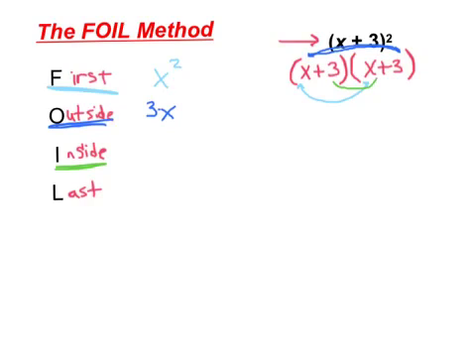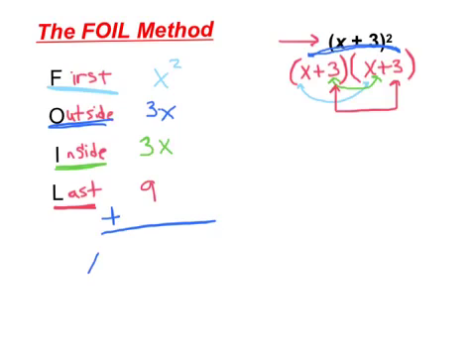So my inside terms are these two. So I have x times 3, or 3 times x, so 3x. And then finally I have my last set, which are the last terms. So I have 3 times 3, which is 9. Now, the thing about these all is that these are all being added together.